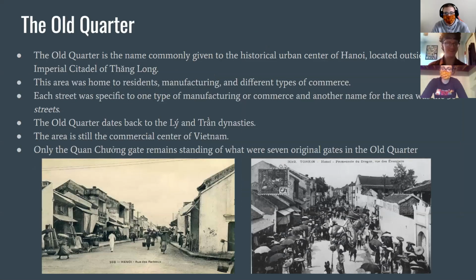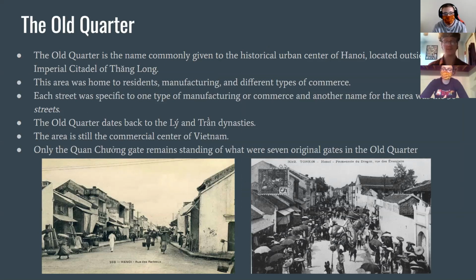Our next stop is the Old Quarter. The Old Quarter is the name commonly given to the historical urban center of Hanoi, located outside the imperial citadel of Thang. This area was home to residents, manufacturing, and different types of commerce. Each street was specific to one type of manufacturing or commerce, and another name for the area was the 36 streets. The Old Quarter dates back to the Lai and Tran dynasties.